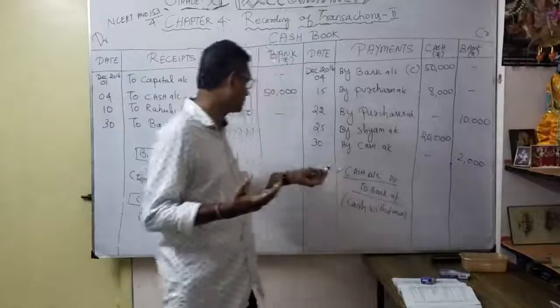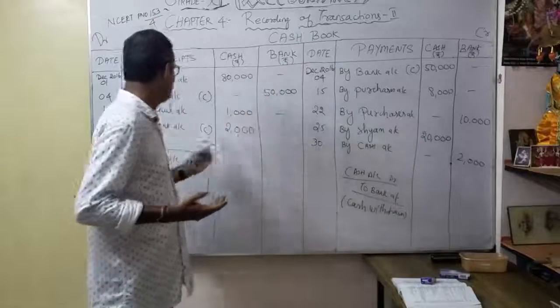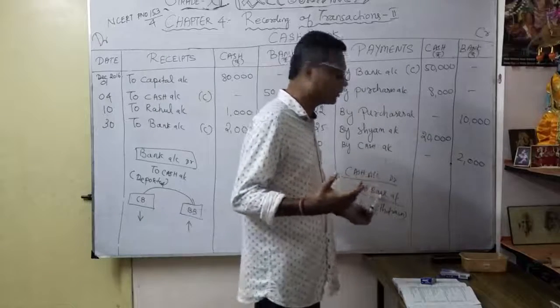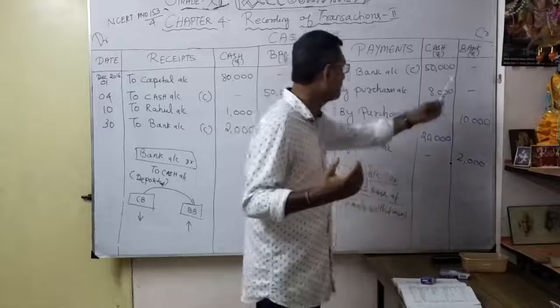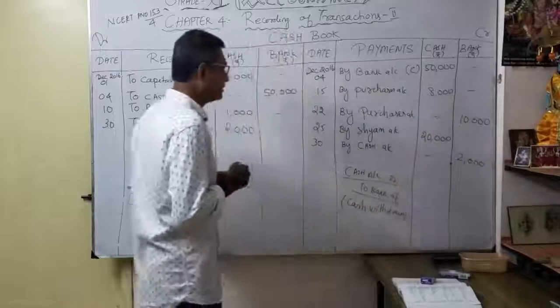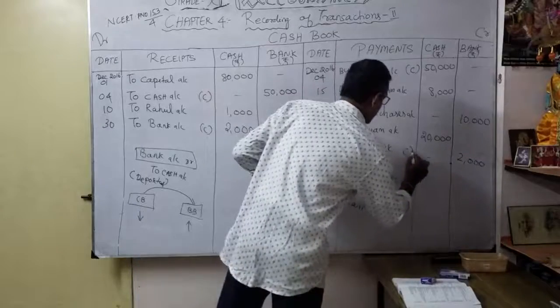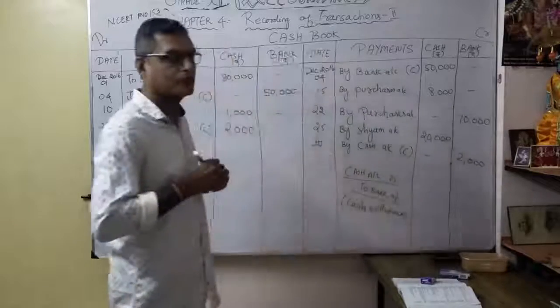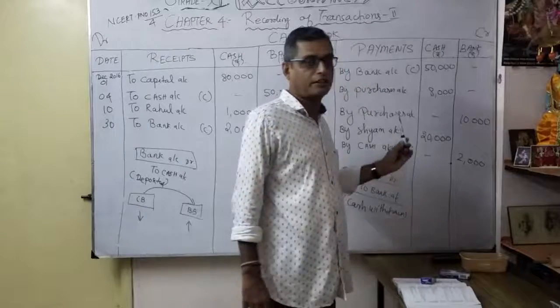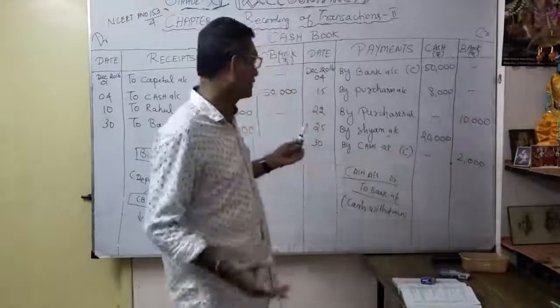This one: cash account, to bank. Here only you have confusion, so be very careful. That's why, in the bank account where you are going to do the posting, it is "By cash account 2000." Okay. What is this entry called? Contra entry. You should be very careful in the double column cash book. You want to mention "C" in brackets, where C means contra entry.